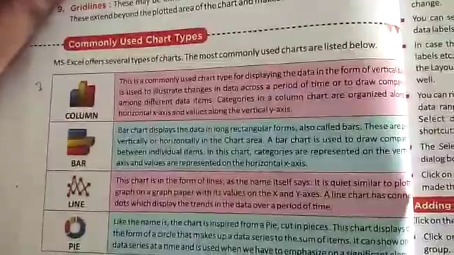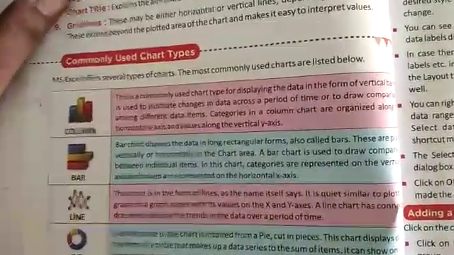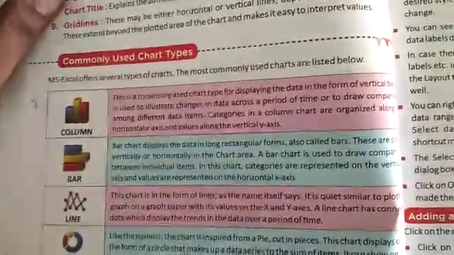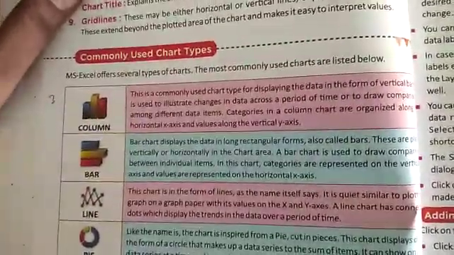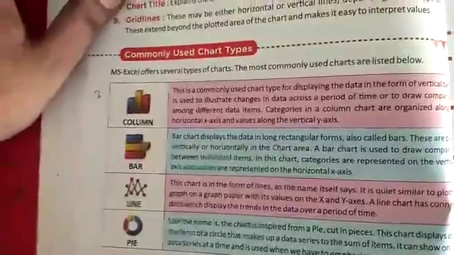It is used to illustrate changes in the data across a period of time or to draw comparisons among different data items. Categories in the column chart are organized along the horizontal x-axis and values along the y-axis. The axes represent the titles given to them.